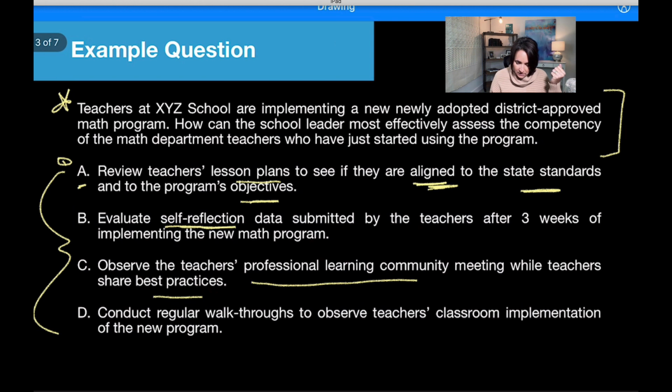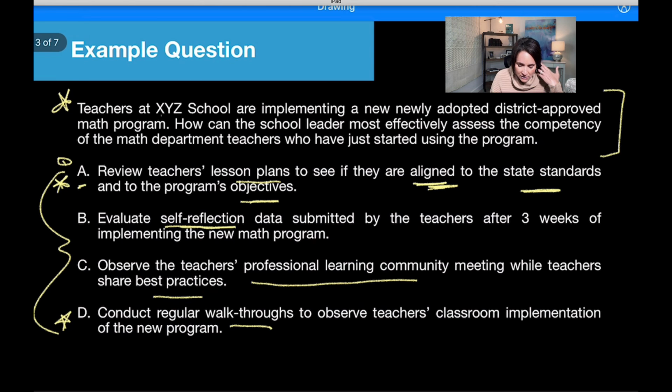And D, conduct regular walkthroughs to observe teachers' classroom implementation of the new program. Oh, well, walkthroughs is also a good word. So in this case, we're looking at the answer choices like I always say to do, but it's not really helping us. Sometimes there will be a glaring bad answer that we can eliminate or a really good answer that we can grab. Right now, I would say A and D are in the running for the best answers, but I don't know yet. Let's take a look at the question.